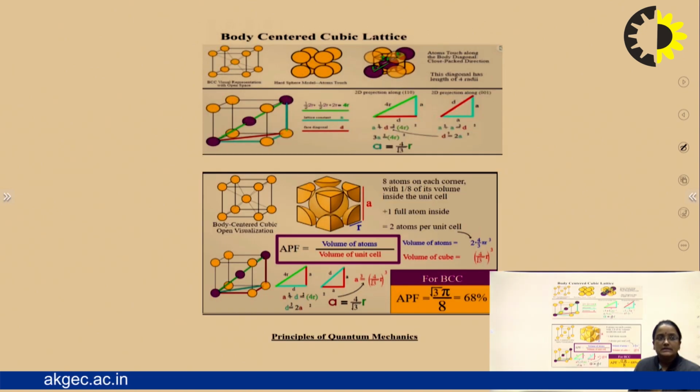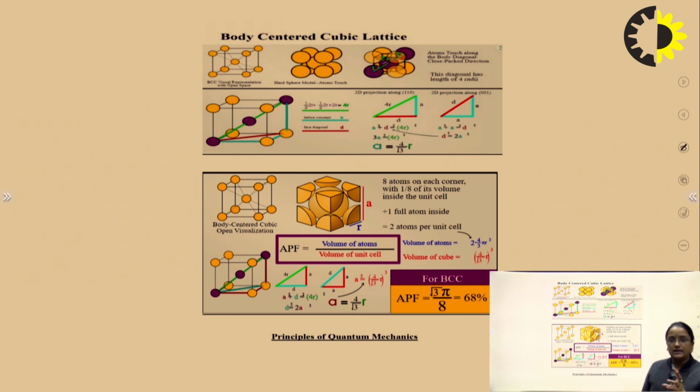The last one is the base, that is BCC. In BCC, we have 8 atoms that are arranged at the corners, and there is one atom whose contribution is particularly at the body diagonal of that cube. So, in this case, the atomic packing factor is almost 68%.